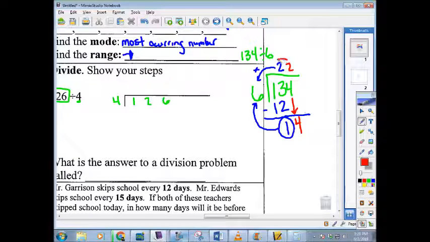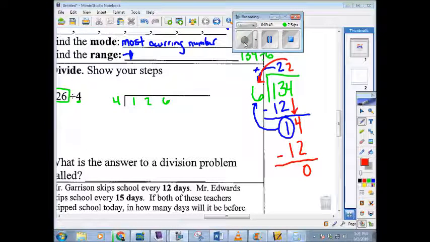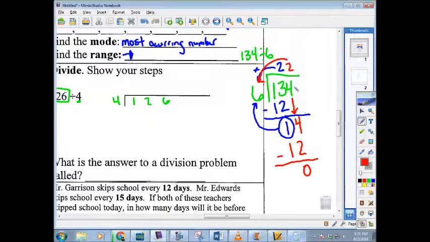Again, we're going to multiply around just like we did before. 2 times 6, that's 12 again. A lot of you would put a remainder here. Right now you would be saying your answer is 22 remainder 2.